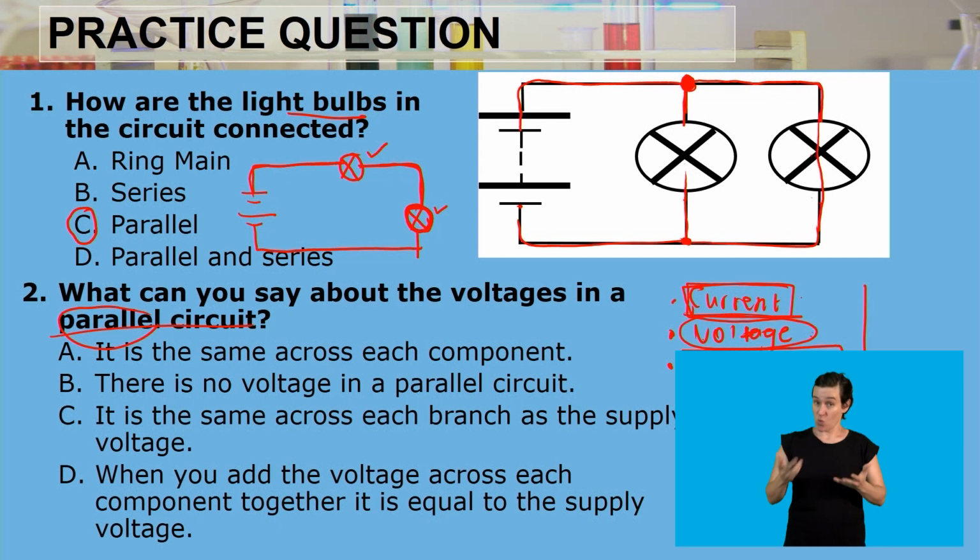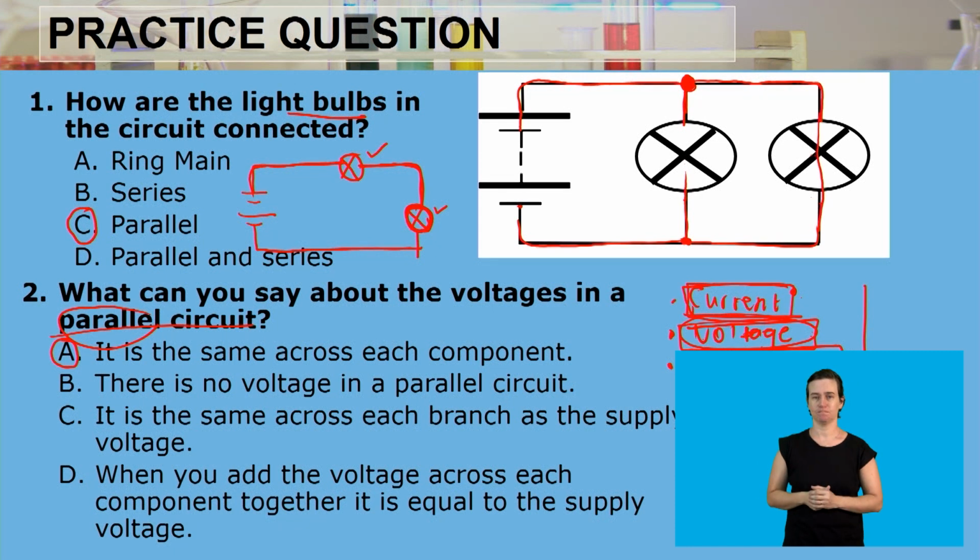So what happens in parallel to the current happens in series with the voltage. And what happens in series with the voltage happens in parallel with the current. So now our answer for this question is going to be A. It is going to be the same across each component because the voltage in parallel remains the same, whereas the current divides and the resistance is going to decrease.